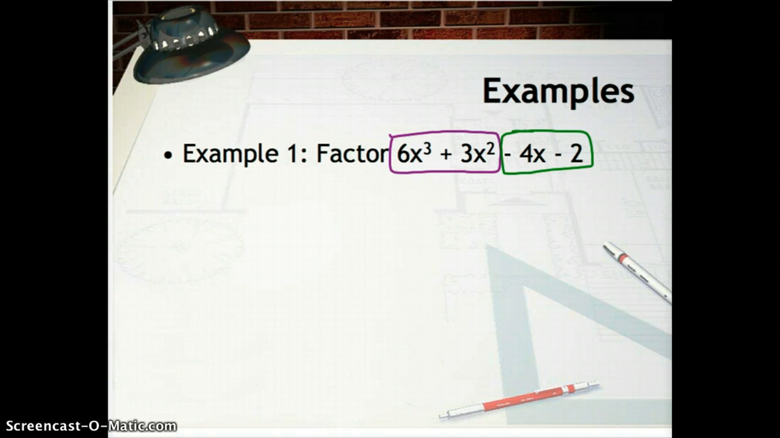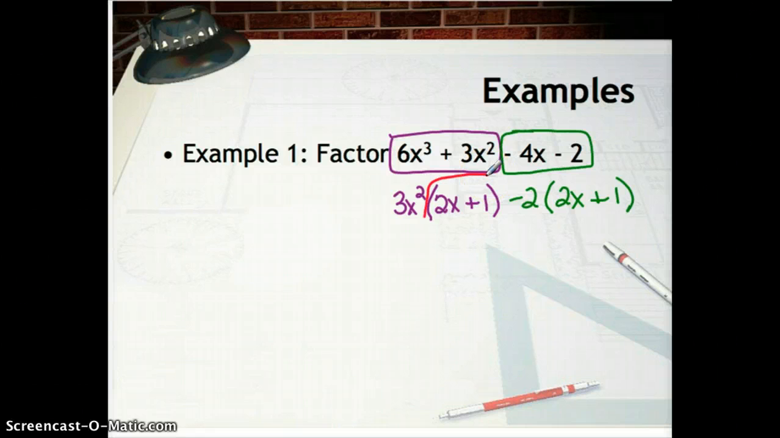So if I look at 6x cubed and 3x squared, it looks like 3x squared is my GCF. And if I work backwards, 3x squared had to be multiplied by 2x to get that first term, and 3x squared just had to be multiplied by 1 to get the second term. If I look at the next one, negative 4x minus 2, I'd say my GCF is negative 2. Negative 2 times 2x gives me negative 4x, and negative 2 times 1 gives me negative 2. So this is looking similar to what I just did.